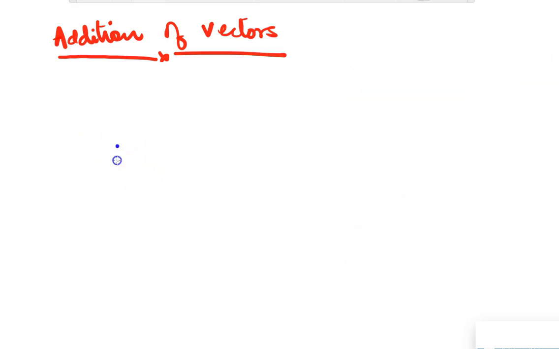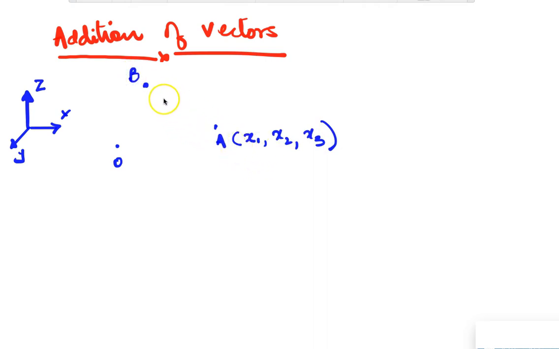Now let's do a simple problem. If you have point O, and point A in the x, y, and z plane, so this is A, which is given by x1, x2, x3, and there is a point B, which is given by y1, y2, y3, then can you tell me what is the length of AB? You need to find out the length of AB.